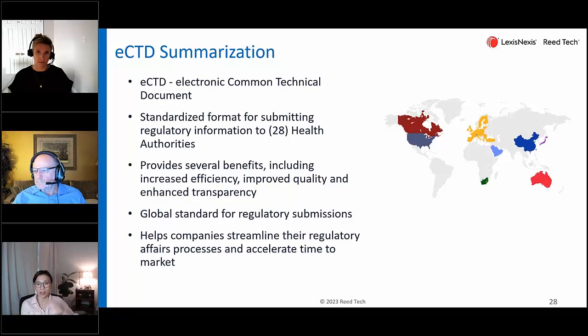But in all of those forms, everyone is following one standard hierarchical format and submitting their regulatory applications. So that's pretty much it. Very good. Great review of the eCTD.